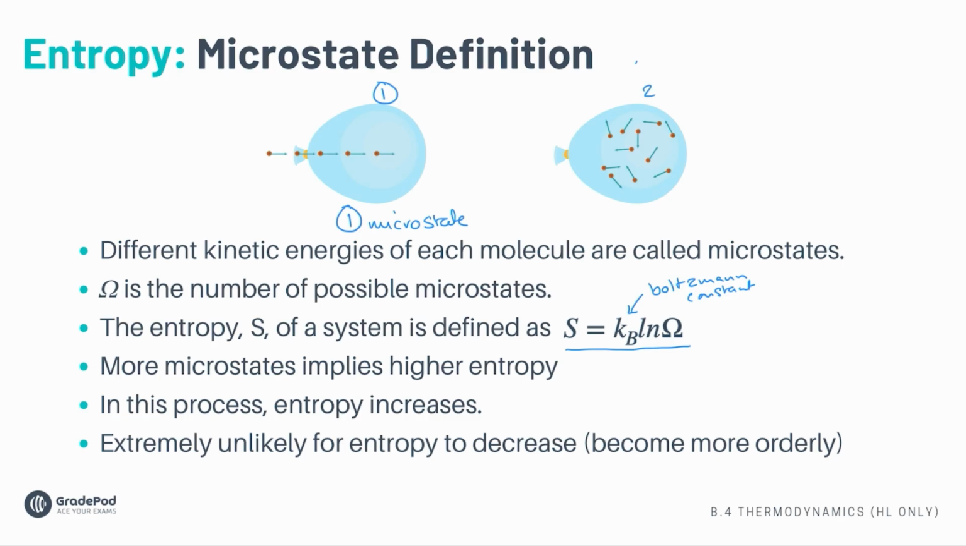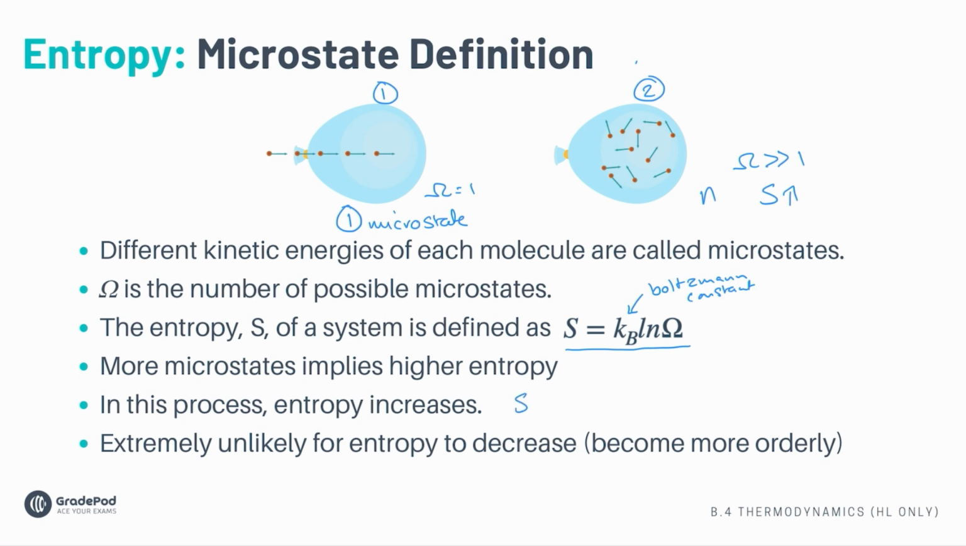If we head to situation 2, we know that each of these molecules has different kinetic energies. So there could be any number of microstates. Whereas in situation 1, we know the number of microstates is 1. In situation 2, we know that the number of microstates is likely much more than 1, which means that the entropy in situation 2 is likely to be much greater than the entropy in situation 1.